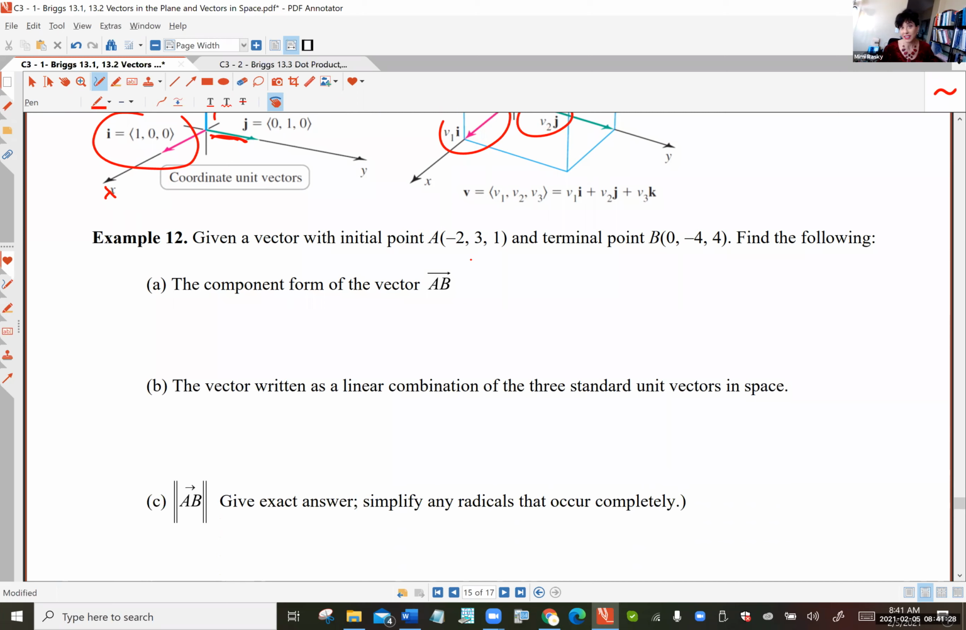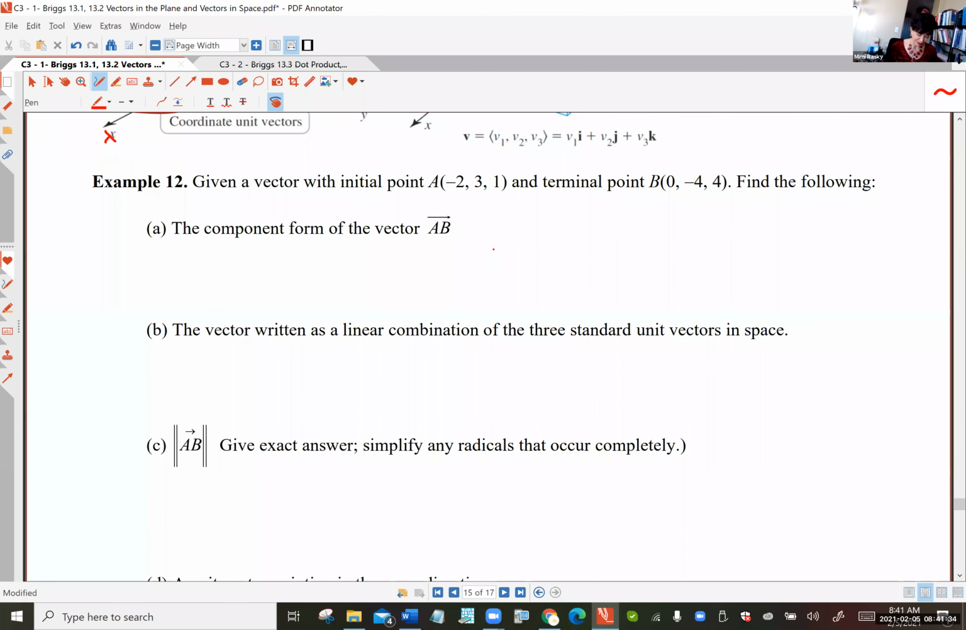This is an easy example. If you had this on a quiz, you should get 100% because it's like free points. Here are 2 points, an initial and a terminal point. Find the following: the component form of the vector AB. No problem. Component form, we use angular brackets. You're going to go terminal minus initial.